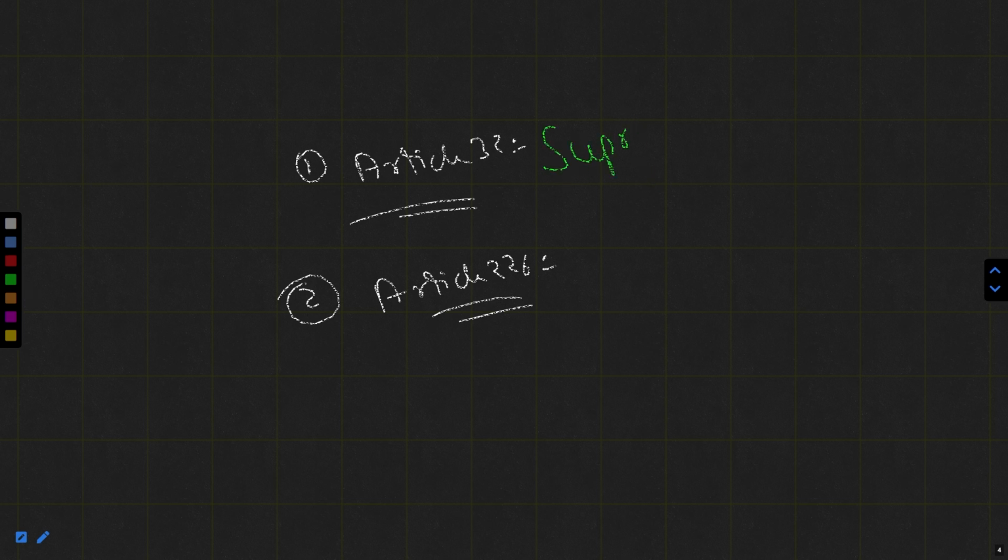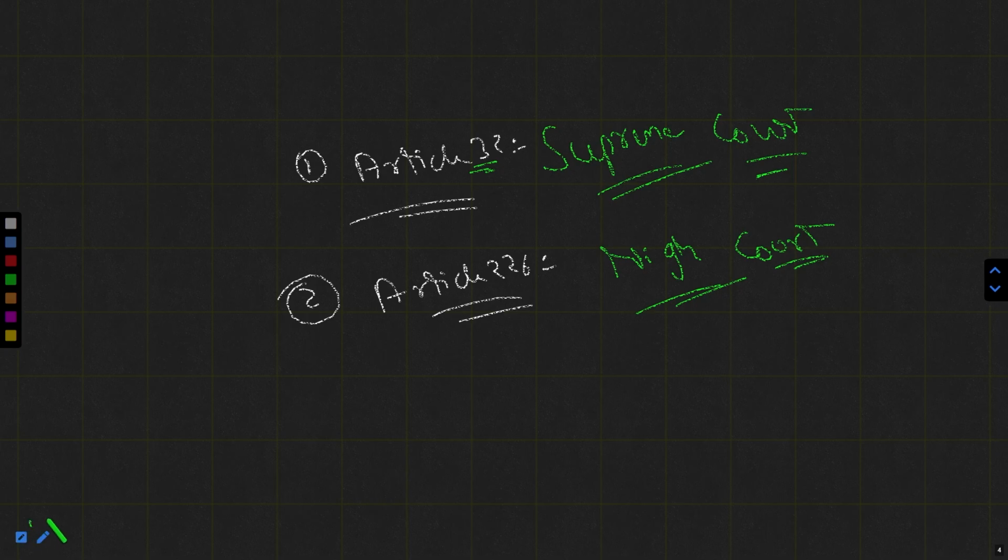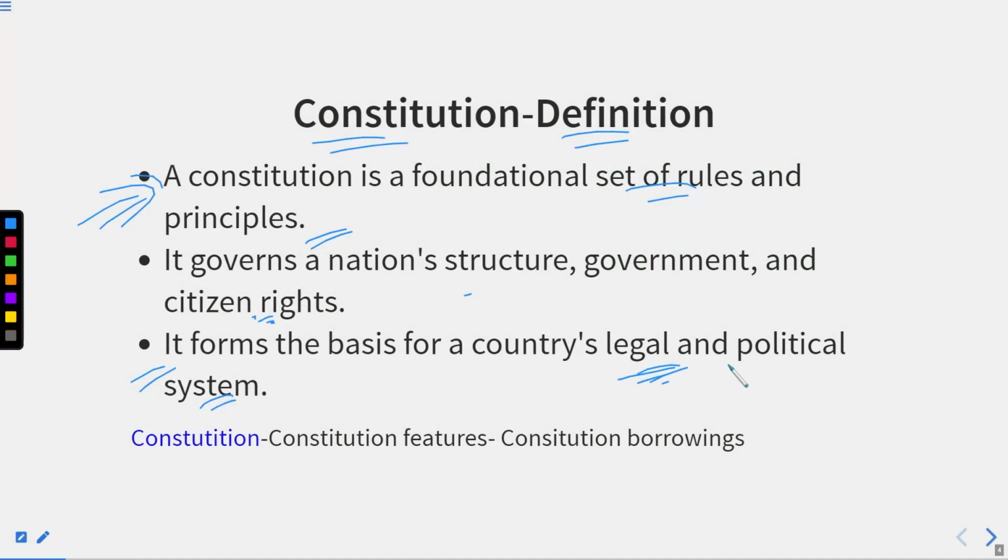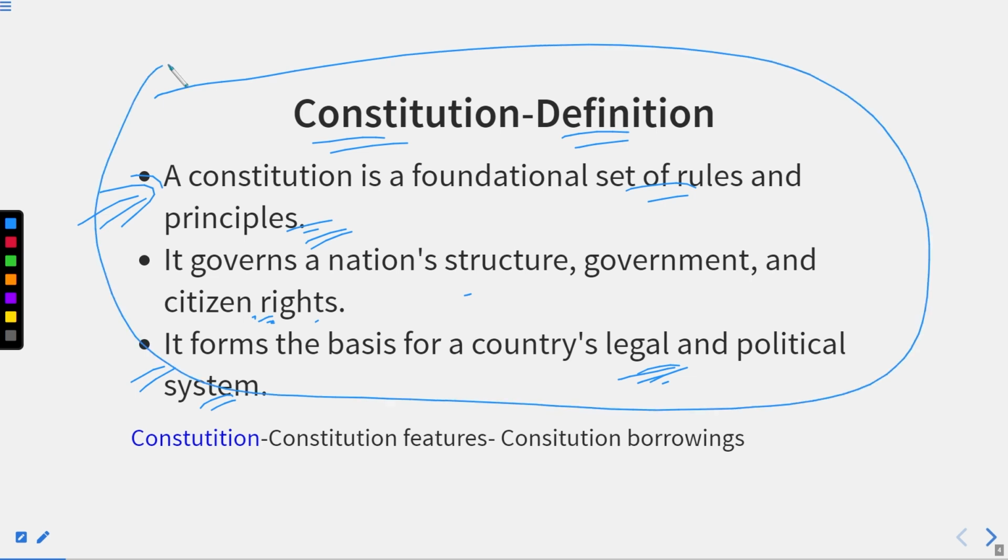Article 32 basically stands for the Supreme Court. 226 basically stands for the High Court. So if anyone feels that his or her fundamental rights have been deprived, then the person could reach the Supreme Court under Article 32 and the High Court under Article 226. Remember these points. Now I hope you are clear about the legal and political system, structure, government and foundational set of rules and principles. The constitution is clear. Now let's move forward.